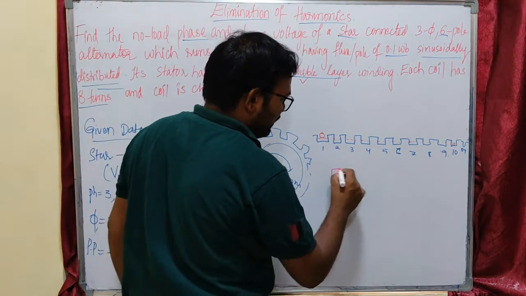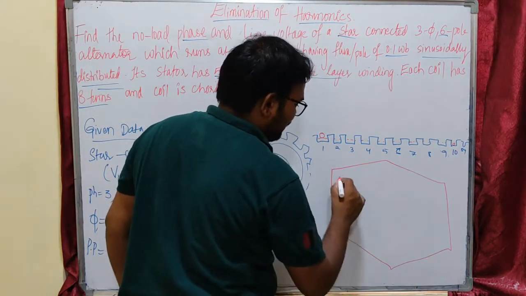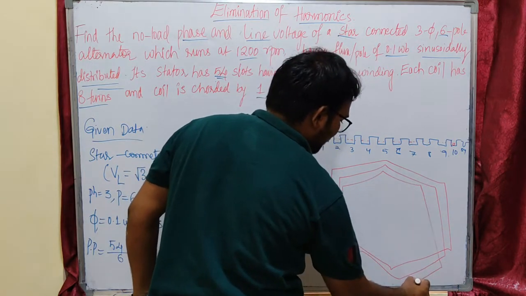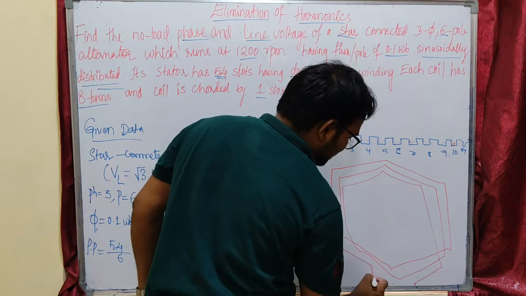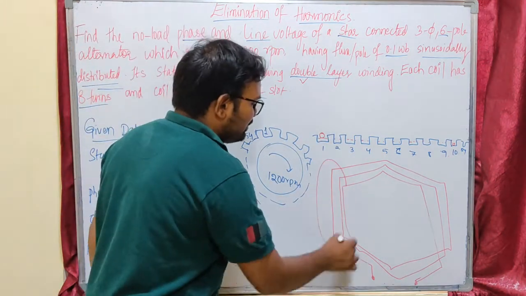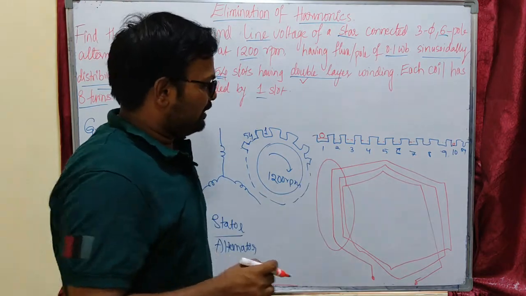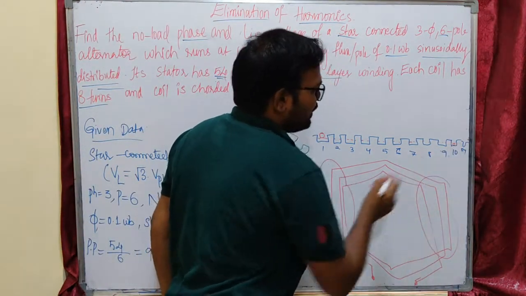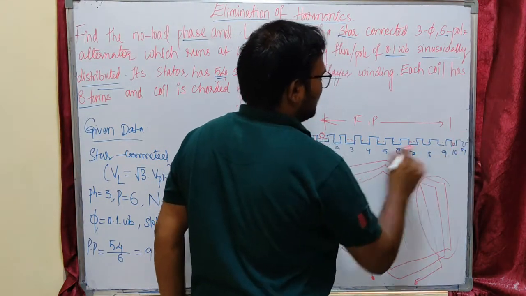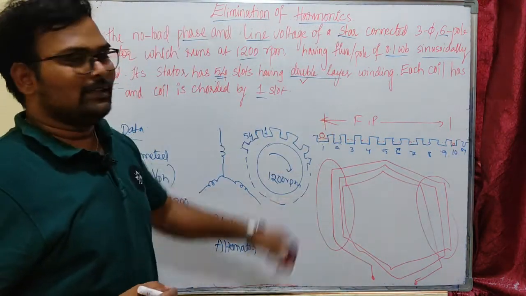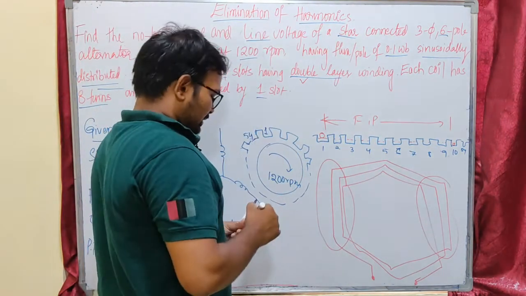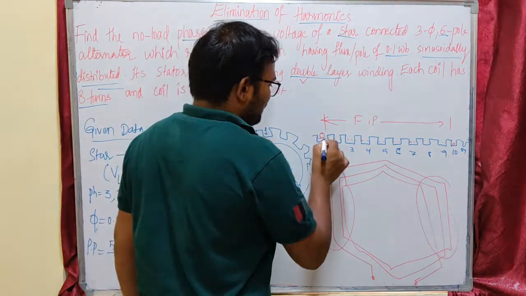This is my one coil. These two are the ends here. This is my one end, this is my another end. This is my one coil side. I am going to keep this one coil side on the upper deck of the first slot and this another coil side in the lower deck of the 10th slot, so that I will be having a full pitch winding. If I keep this at a distance of the pole pitch, that will be full pitch winding.